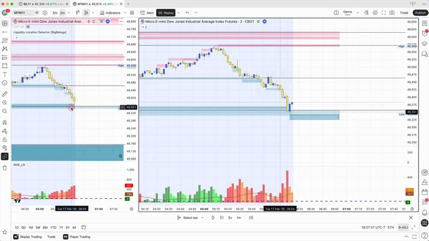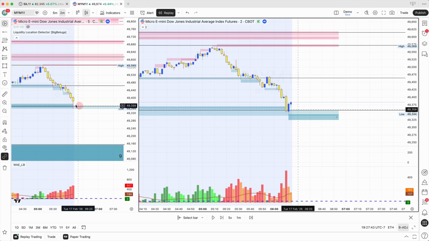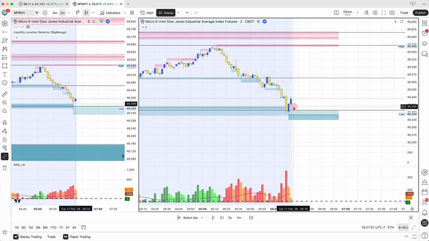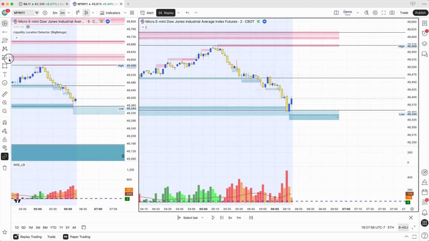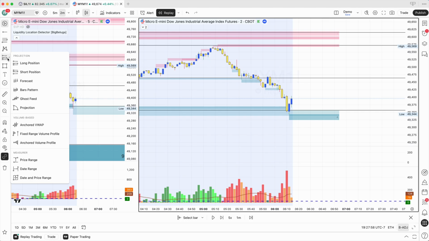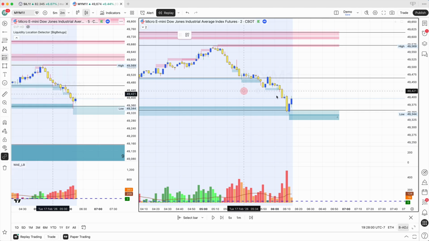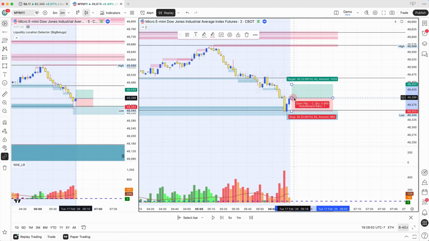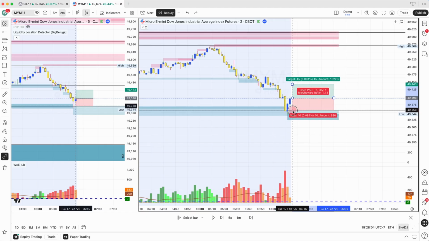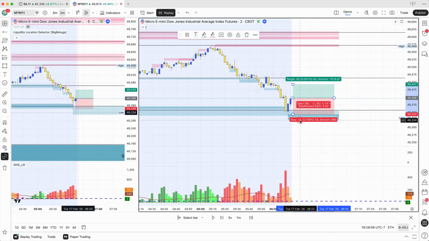On the 5-minute chart, I got this big wick, which means that price has rejected off of this area of liquidity. And on the next bar, now I get an up bar on the 5-minute. I've got 2 up bars on the 2-minute. I'll take a buy, a long position, and I'm going to put my stop right there on that liquidity level, 54 points.